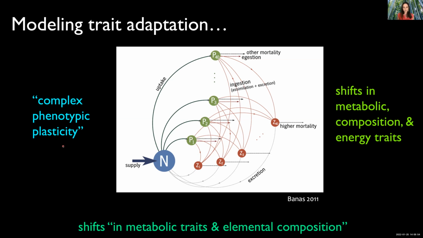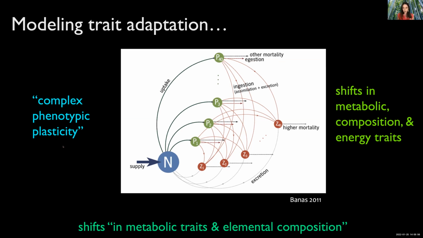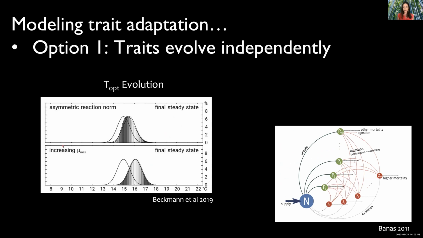So one approach to modeling trait adaptation, one option, is to assume that the traits of our functional groups in the models evolve independently. And I actually had the slide in before Ben mentioned the Beckman study this morning, but I think this is a really fantastic example. I love this study of how single trait adaptation might occur in response to warming, so temperature optimal evolution in response to warming.